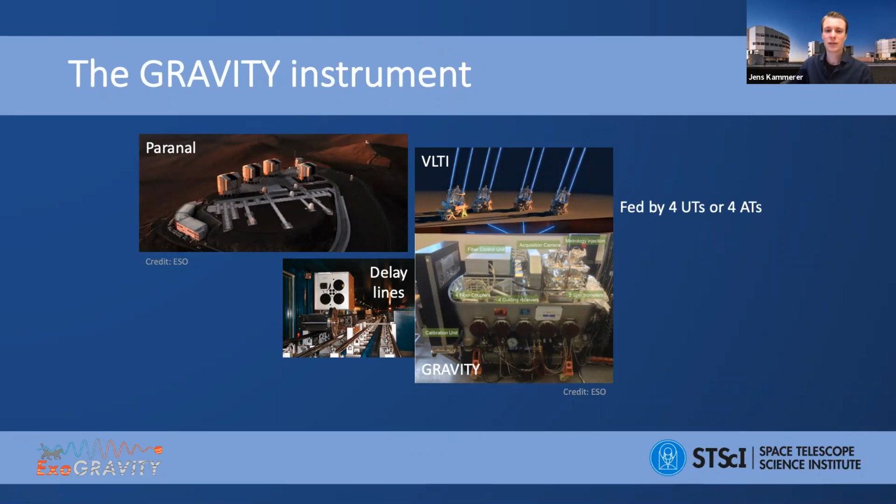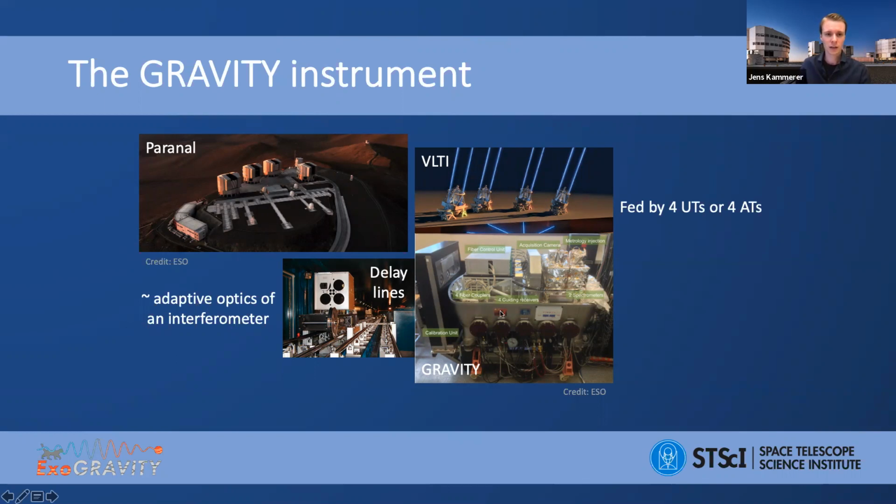Now GRAVITY being a phase reference interferometer achieves co-phasing of the light from the different telescopes with this system of delay lines, which are located in the basement of the Paranal mountain, where you would find these mirrors that are mounted on sledges, which move back and forth on these rails to basically equalize the optical path between the astronomical source and the GRAVITY instrument through all of the 4 different telescopes. So that's pretty much like the adaptive optics system of the interferometer.